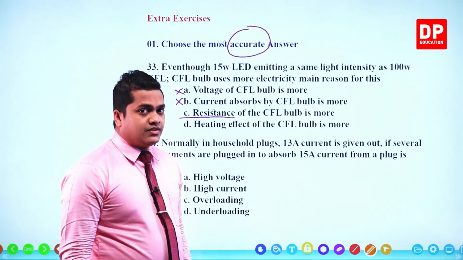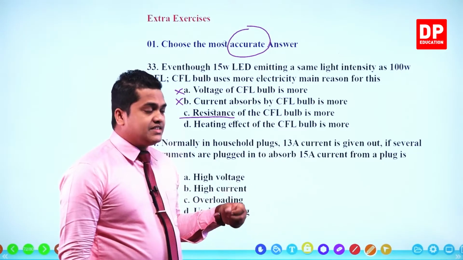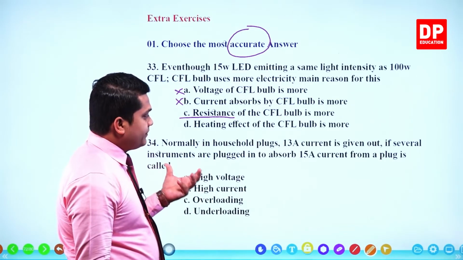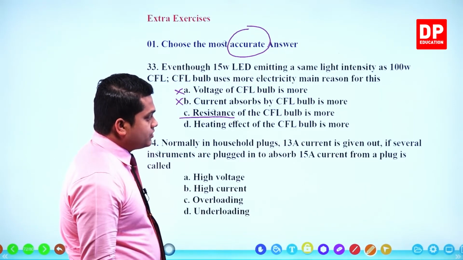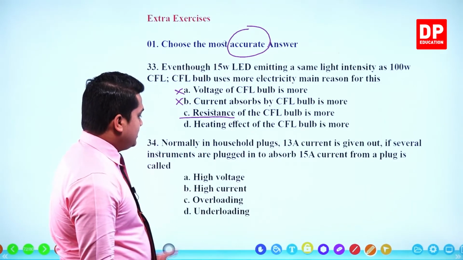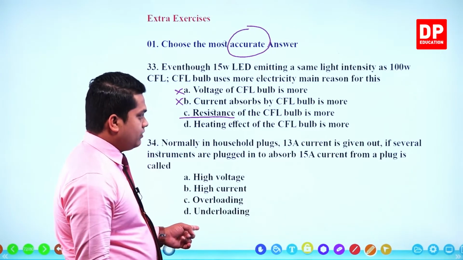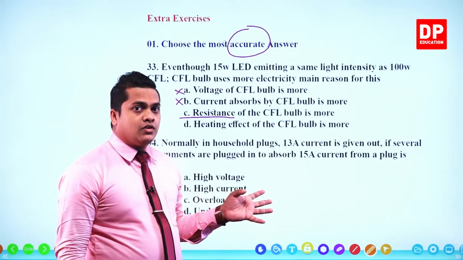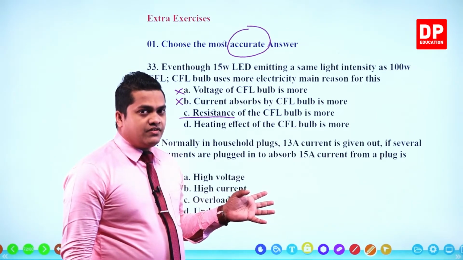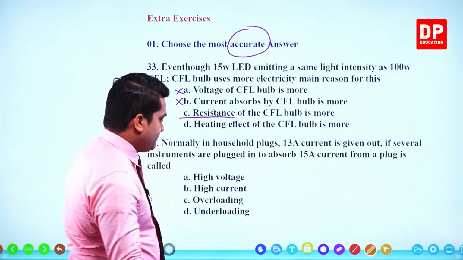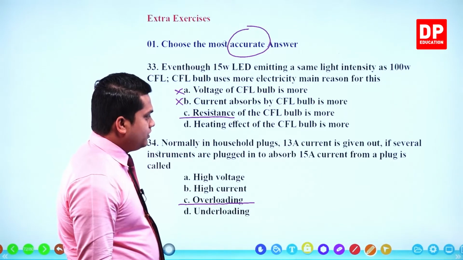My dear children, 13 ampere is the maximum current that can be given. But however, when several instruments are being plugged in, 15 ampere current is taken out. So this is called as high voltage, high current, overloading, underloading. So this is referred as overloading, right? This is the one which is referred as the overloading thing.